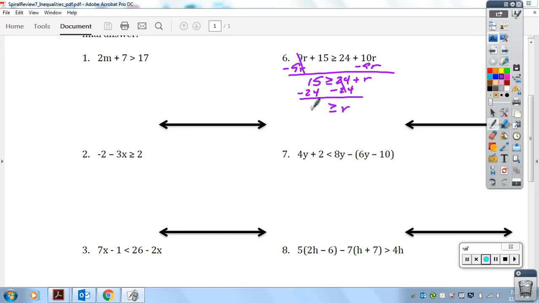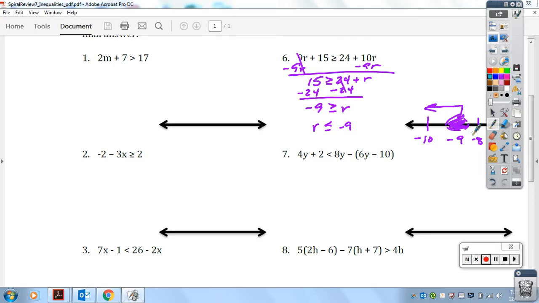r is on the small side of negative 9. I put negative 9, this is negative 8, that's negative 10. Closed circle, because more ink means more ink, and r is on the small side, which means it goes to the left. If you had taken away the 10r, you would have gotten the r on that side, but then when you divide by a negative, the symbol would have flipped, you would have gotten this. It's the same thing. r is still on the small side, which means it goes to the left.